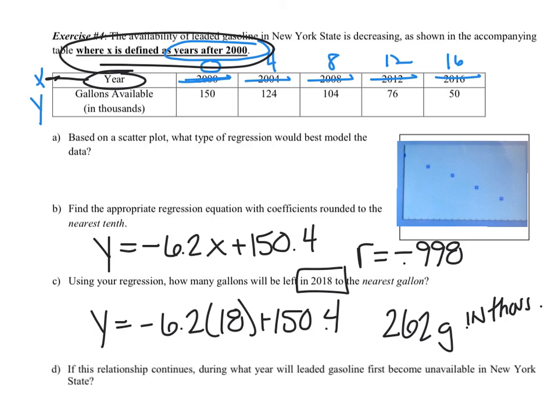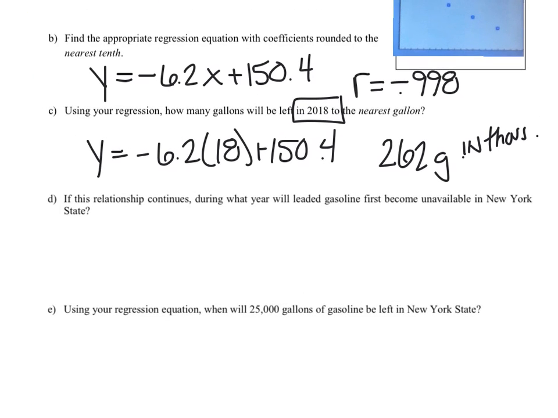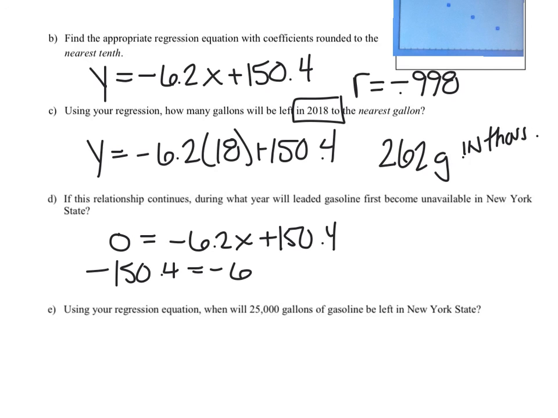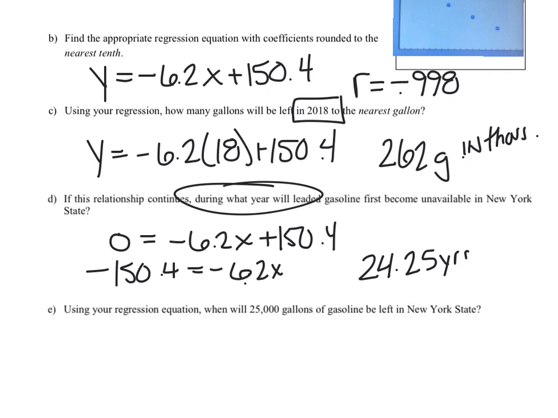If this relationship continues, during what year would the first leaded gas become unavailable? Well, if it's unavailable, then how many gallons would you have? You've got it. You wouldn't have any. So I would set that equation equal to 0 and solve for x. I'm going to subtract that 150.4 over and then divide by that negative 6.2. And I get 24.25 years. Notice the question said during what year? And remember, that's years since 2000. So I would say during the year 2024.